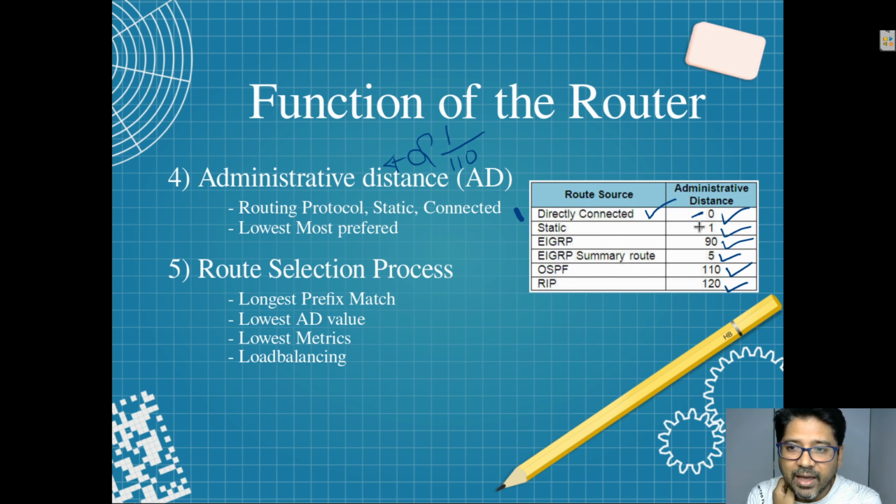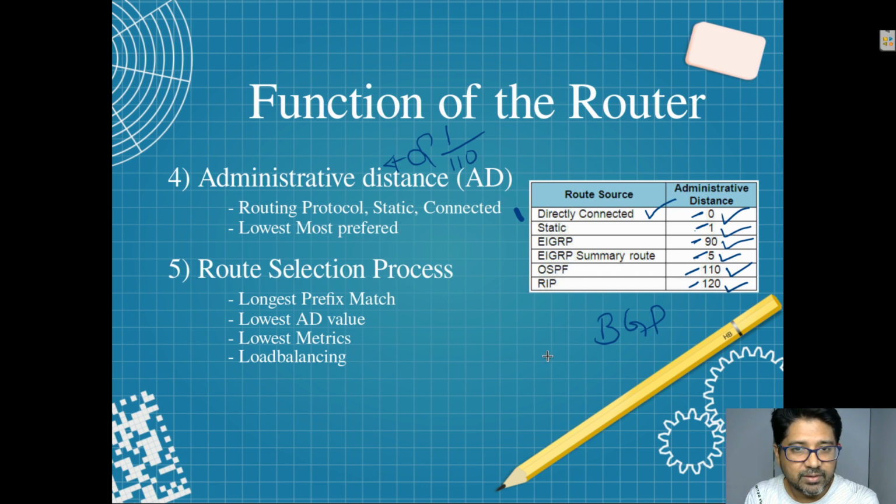In the same way, we have lesser preference for the static route than for 90, again less preference, then 5, again we have higher preference, and then OSPF, then we have RIP, then we can see BGP and other protocols also. So the lower the administrative distance, the higher the preferred route which is going to be installed in the routing table.